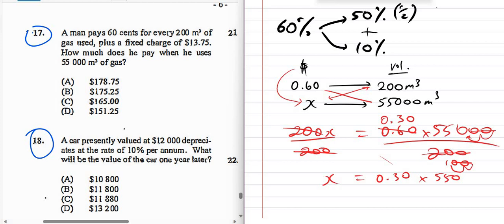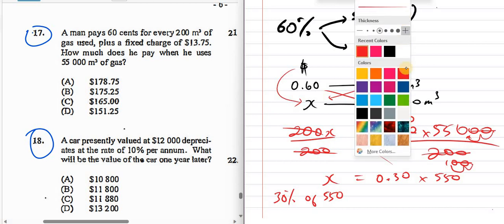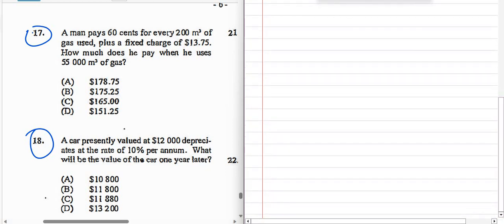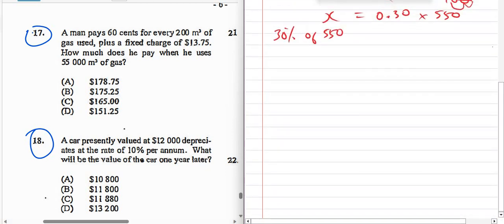What we can do, guys, is this. What is 30 cents? 30%, right? 30 cents is really 30%. So it's like we're finding 30% of 550. What we can do is find 10% first. And once we find that amount, once we find 10%, we can find 30%. Okay, so what is 10% of 550?